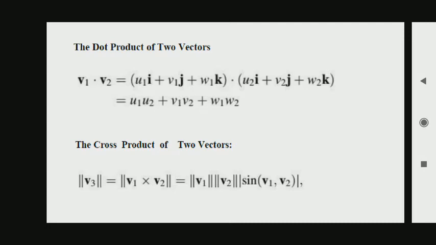And next, the cross product of two vectors. The cross product of two vectors v1 and v2 is a vector quantity, and it is given here by v3 is equal to v1, this is the symbol of cross product, v2. The magnitude is given by the formula, that is magnitude of v1 into magnitude of v2 into sin of the angle between v1 and v2. The direction is given by the right hand rule. Cross product measures the perpendicularity.